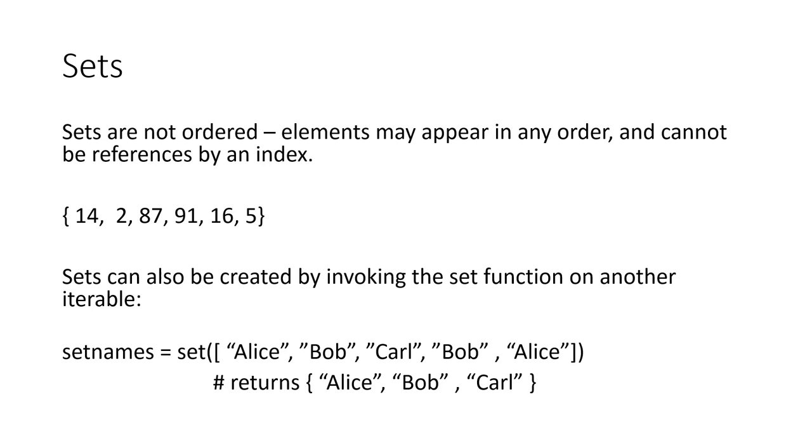Sets can also be created by invoking the set function on another iterable, such as a list. So for example, if we say we want to create a set called set names, then we can use the set function and pass in a list of names. In this case, if we say Alice, Bob, Carl, Bob, and Alice, we will set the value set names equal to the set Alice, Bob, and Carl. Again, they have to be unique. Since Bob and Alice both appear twice in the original list, the duplicates are removed.